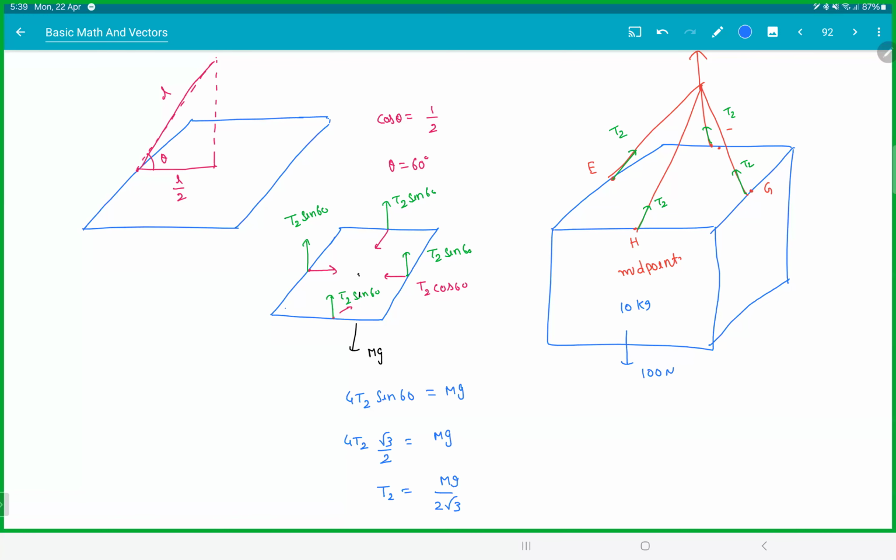Clear with this? Fine. Any doubts on this thing?